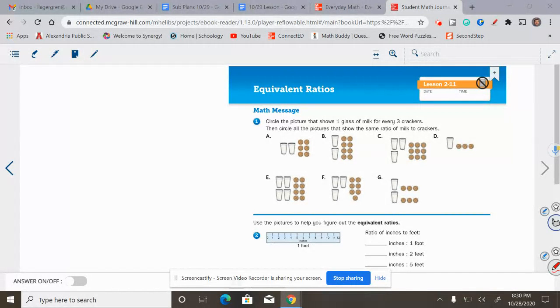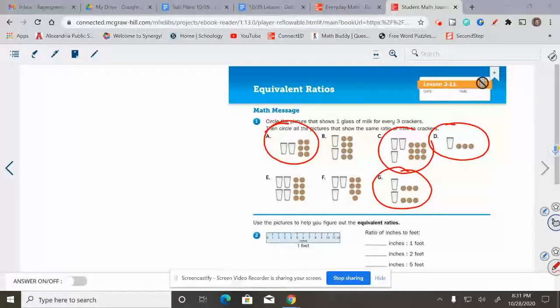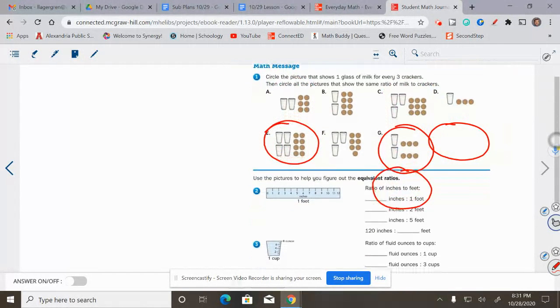So the answer, this is kind of the original. So 1 milk for 3 crackers. If you double that, you would have 2 milks with 6 crackers, which is also the same as A here. If you tripled it, it would be 3 milks with 9 crackers. The rest are not equivalent. So you can kind of see how that connects there.